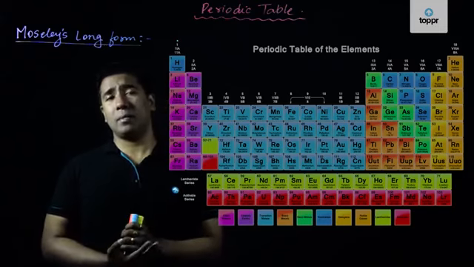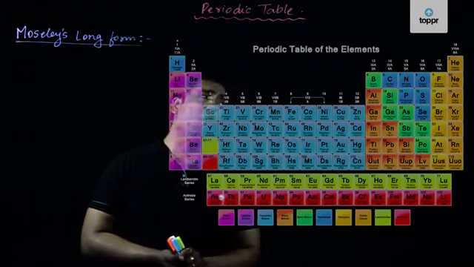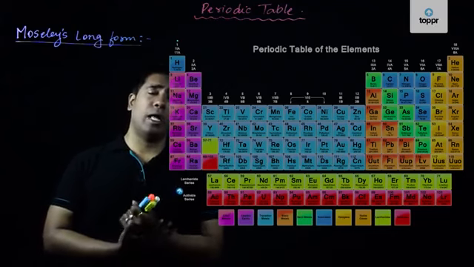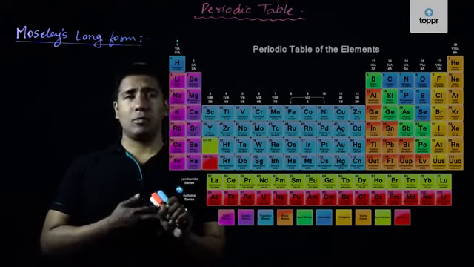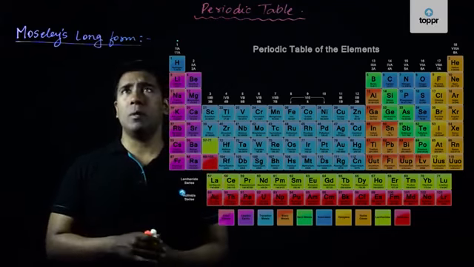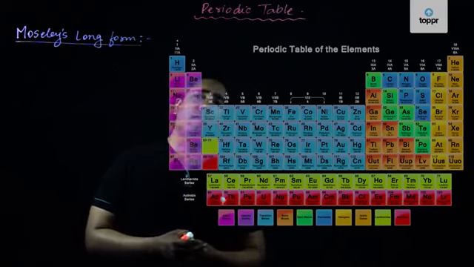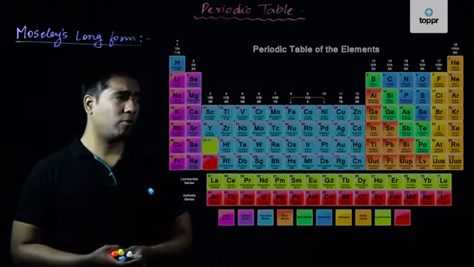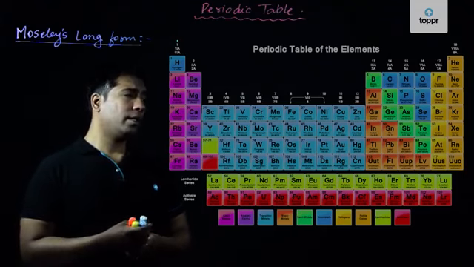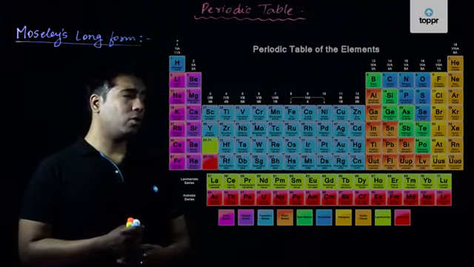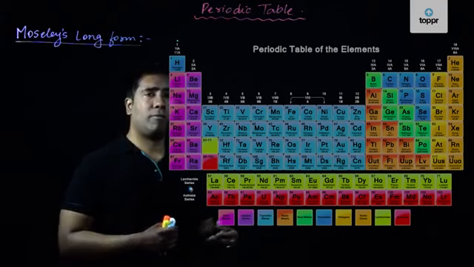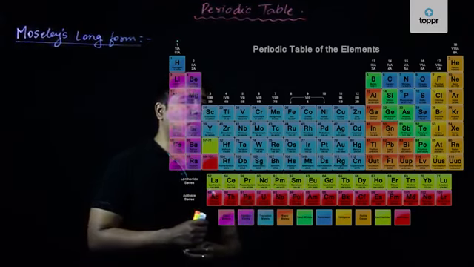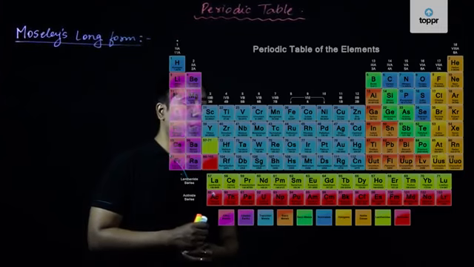Now, what is the basic meaning of orbitals and subshells? All those things I'll be explaining to you in another chapter, which is called atomic structure. But as of now, let us complete this Moseley's long form of the periodic table, also called the modified or simply the long form of the periodic table. Here, as I've already told you, all the groups are mentioned in terms of numbers and not in terms of Roman numerals.